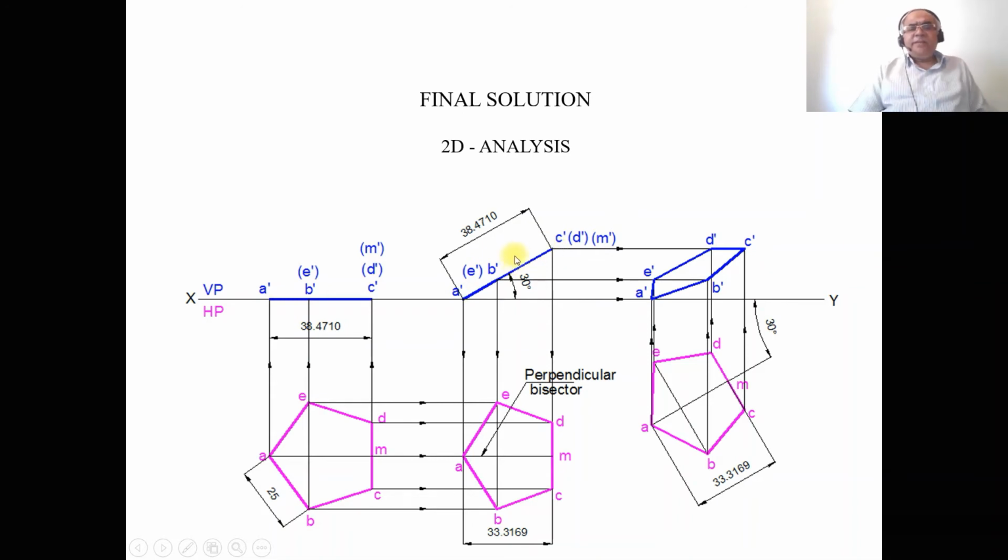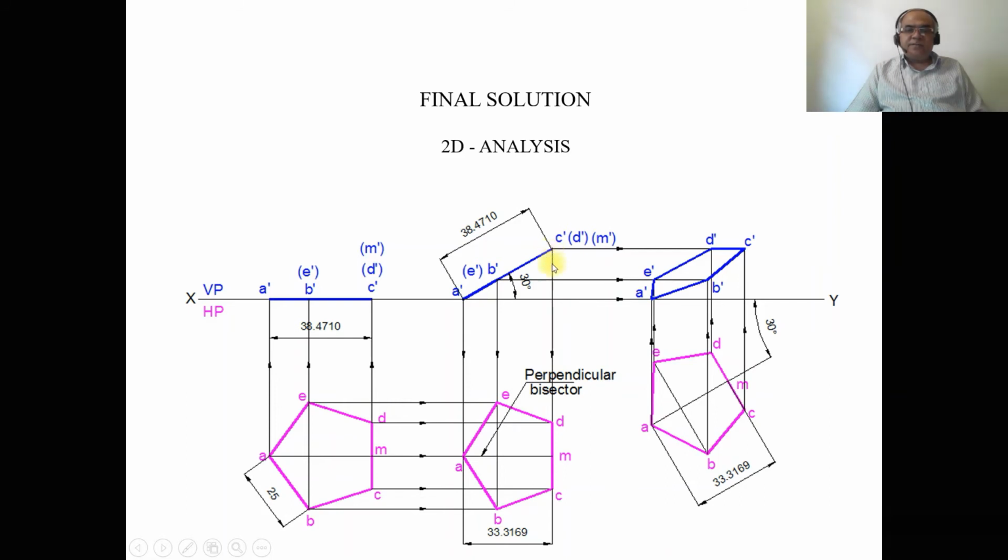Now we need to draw the top view. So to draw the top view, draw a vertical projector from A dash to the top view, and draw a horizontal projector from A. Both these two lines are going to intersect at this point. You mark this point as A. Then draw a vertical projector from B dash and E dash to the top view, and draw a horizontal projector from B and E from the first position top view. And both these two lines are going to intersect at this point. You mark this point as B, and then you mark this point as E.